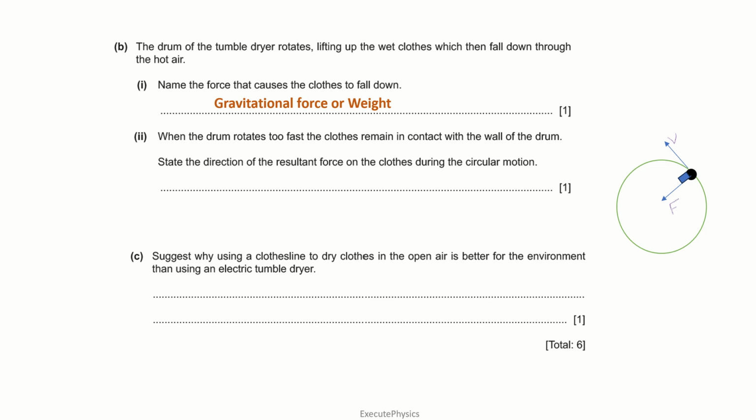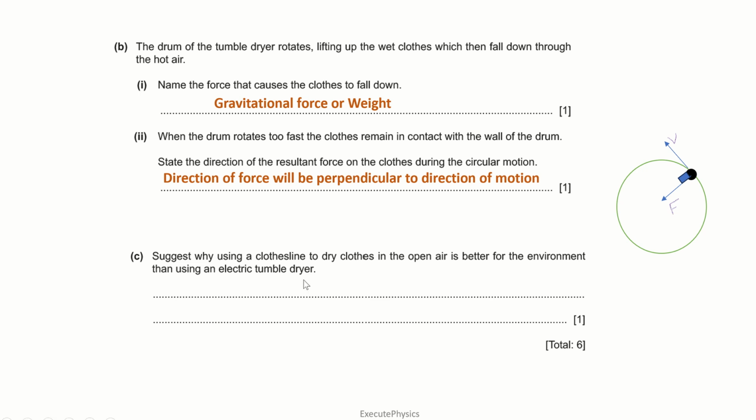Then, when the drum rotates too fast, the clothes remain in contact with the walls of the drum. State the direction of the resultant force on the clothes during circular motion. So when it is in circular motion, the clothes stick to the wall of the drum. For any object in uniform circular motion, the velocity is in the direction of motion, and the force is exerted perpendicular to the direction in which it is moving. So the direction of force will be perpendicular to the direction of motion.